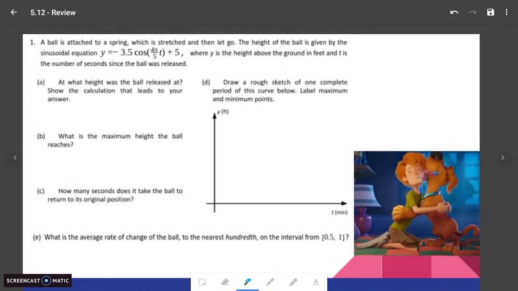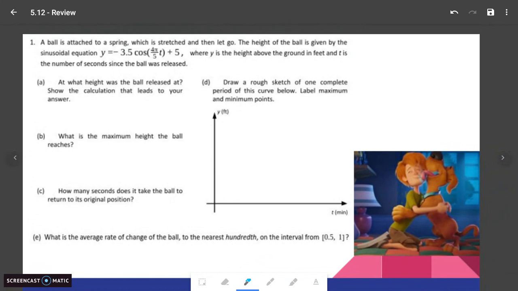So we'll see in number 1 here, a ball is attached to a spring, which is stretched and then let go. The height of the ball is given by the sinusoidal equation, y equals negative 3.5 cosine of 4 pi divided by 5 t, plus 5, where y is the height above the ground in feet, and t is the number of seconds since the ball was released. So the first part of this question is asking, at what height was the ball released?